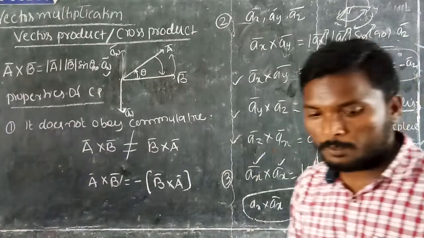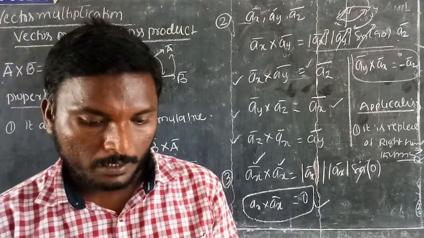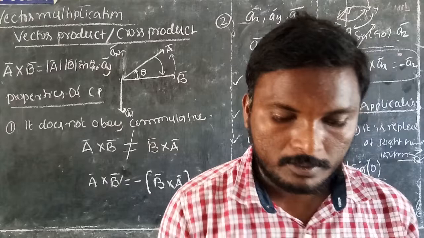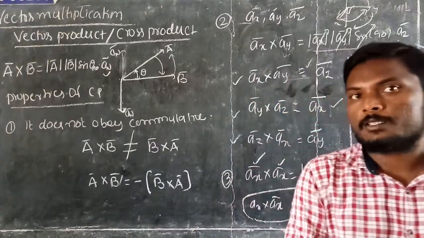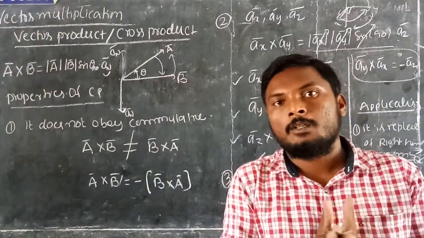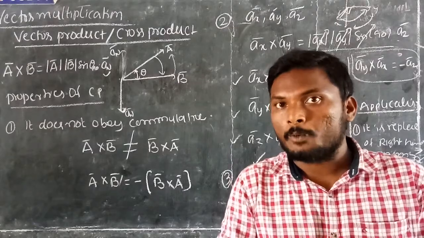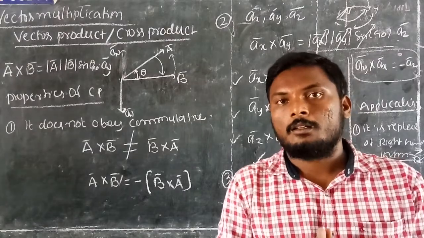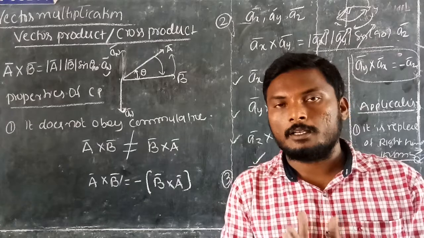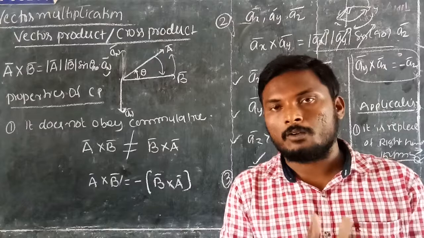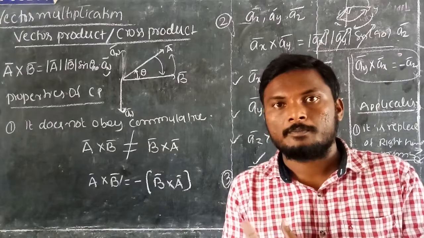So up to now we have completed our vector multiplication. This vector multiplication is useful whenever we are studying the transformation of vectors from one coordinate system to another coordinate system. In the next class I am going to start the topic, the transformation of vectors from one coordinate system to another coordinate system. Thank you.